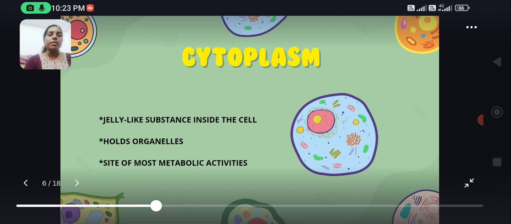Next one is cytoplasm. Cytoplasm is found inside the cell, that is, inside the cell wall and cell membrane. It is a jelly-like substance with a fluid-like consistency. Its main function is to hold the cell organelles that we discussed before. So the cell organelles are held by the cytoplasm, that fluid-like structure. This is a site of most metabolic activities. So cytoplasm is a jelly-like substance present inside the cell, holding cell organelles, and is the site of most metabolic activities.